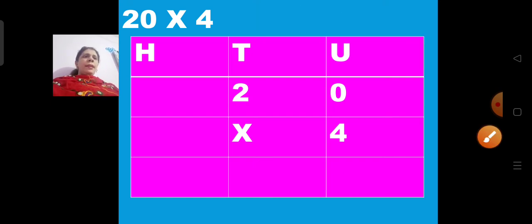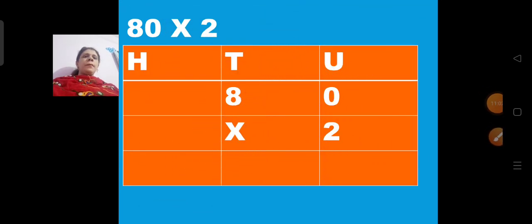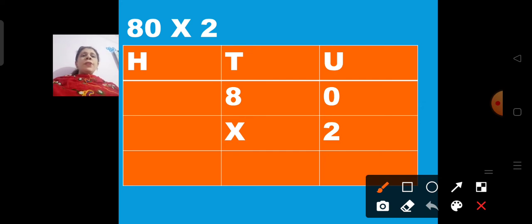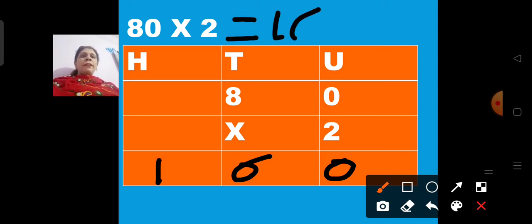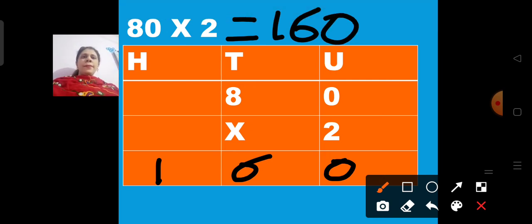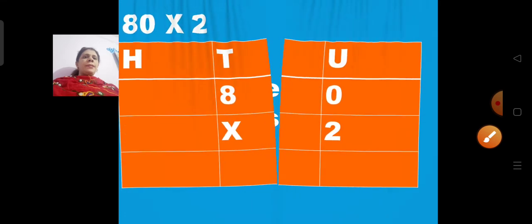Okay. Next. 80 into 2. 0 2s are 0. 8 2s are 16. So we will write 6 in tens place and 1 in hundreds place. So when we multiply 80 into 2, we get our answer 160. Okay. Next.